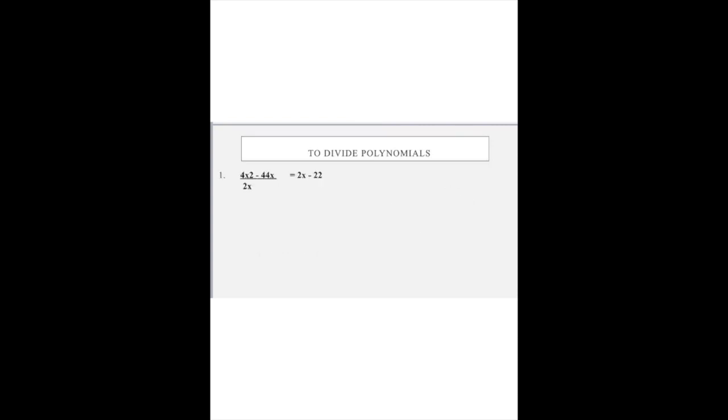All right, so 4x squared minus 44x divided by 2x will give us 2x minus 22. Let's take a look at how we end up with that. So let's rewrite the equation so it actually makes sense. So we have 4x squared minus 44x divided by 2x. So we're going to distribute this in, and I'm going to rewrite this.